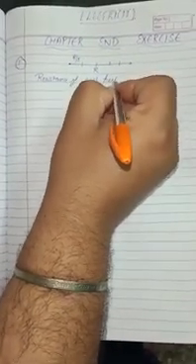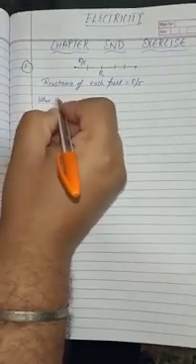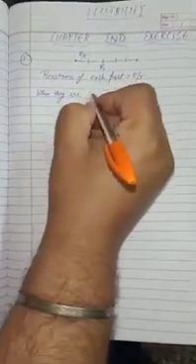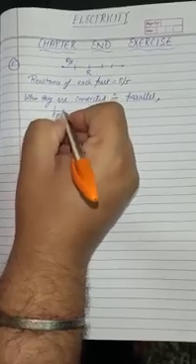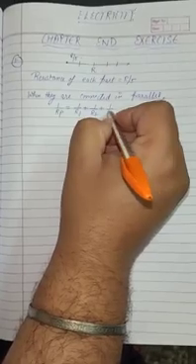So resistance of each part is equal to R by 5, and when they are connected in parallel, then 1 by Rp is equal to 1 by R1 plus 1 by R2 plus 1 by R3 plus 1 by R4 plus 1 by R5.